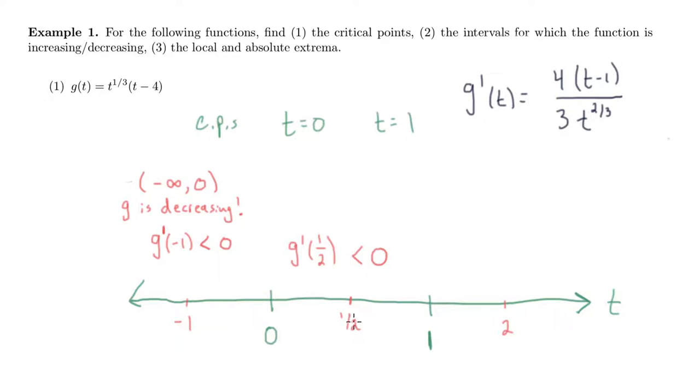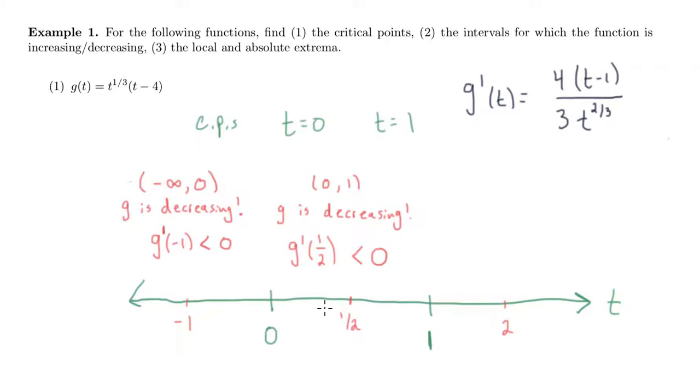You may also ask, well, why did you pick 1/2 and negative 1 and 2? It really does not matter. I just have to pick one number in each one of these open intervals. These were just, in my opinion, the easiest to pick. So for 1/2, g prime of 1/2 is less than 0. So g is decreasing on this open interval from 0 to 1. Again, the reason I know it's decreasing over this entire interval from 0 to 1 is because the derivative is negative over this entire interval.